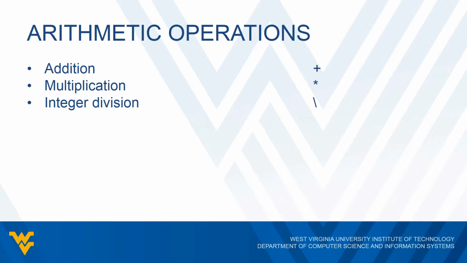This is the key right above your enter key. The backslash is right above the enter key on your keyboard. But this is to say that we're going to divide two numbers, but we only want the integer portion of the quotient. Now, the next operator we're going to take a look at is exponentiation.